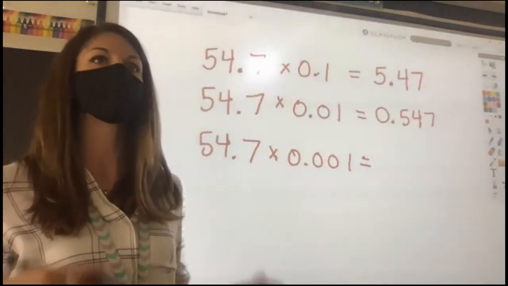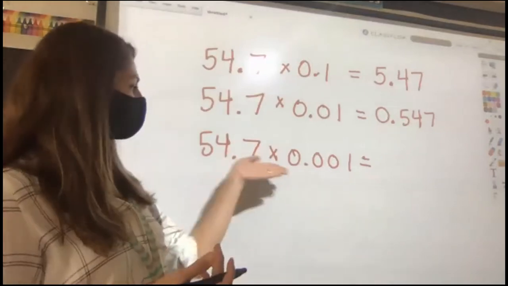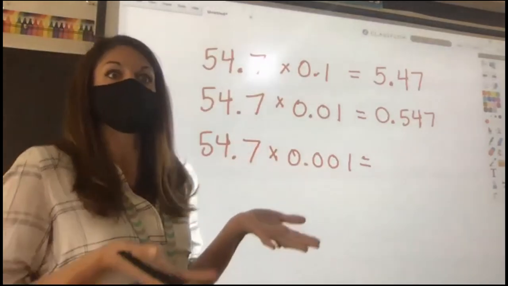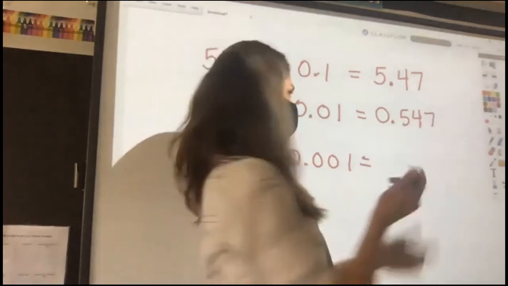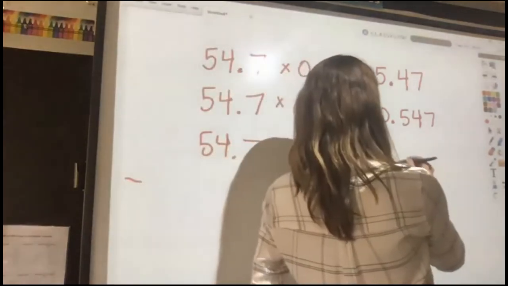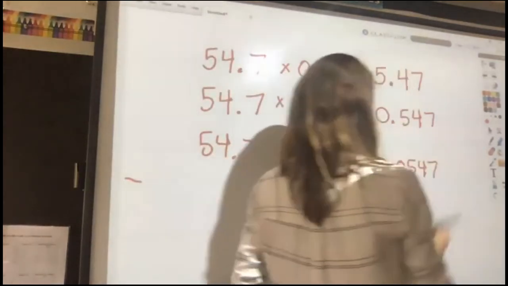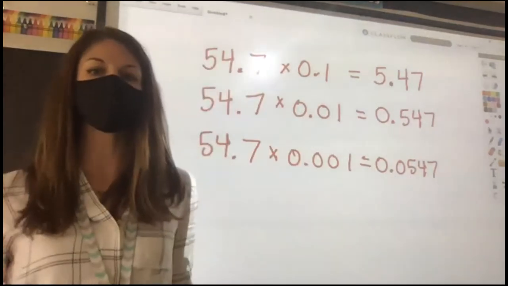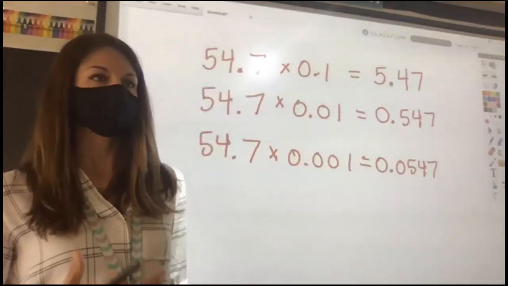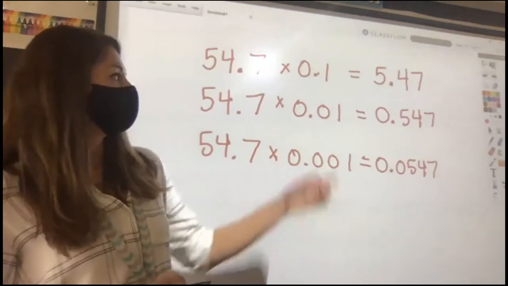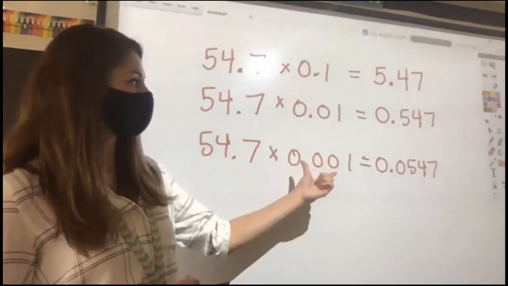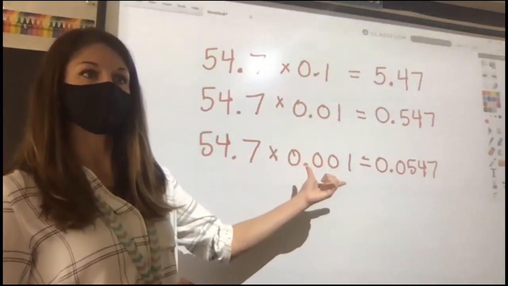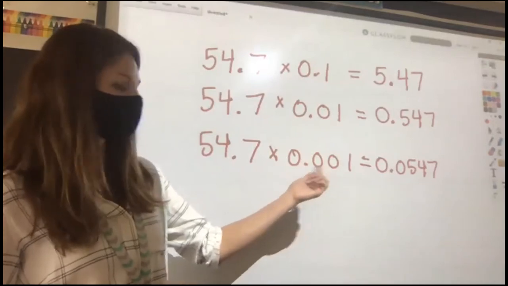0.547. Are you getting the pattern here? What if you slid it 3 place values over? Where would it be? Exactly. Okay, so we're starting to establish some strength with recognizing patterns in our decimal system here.